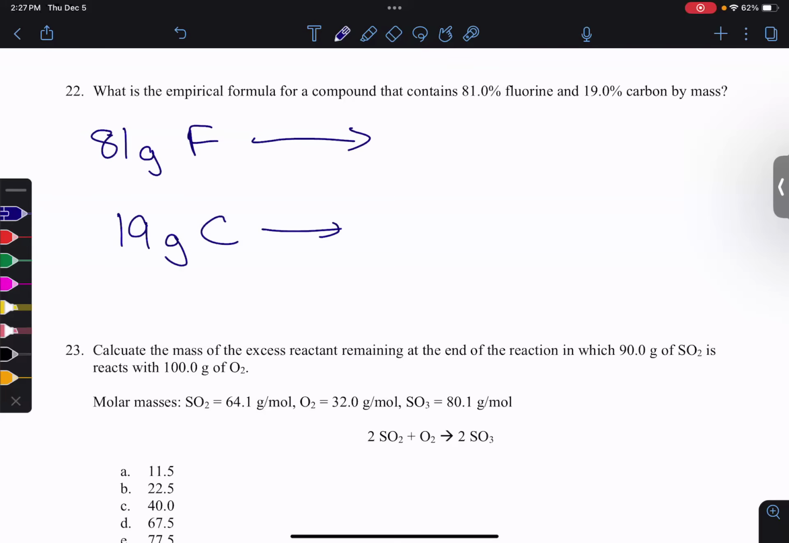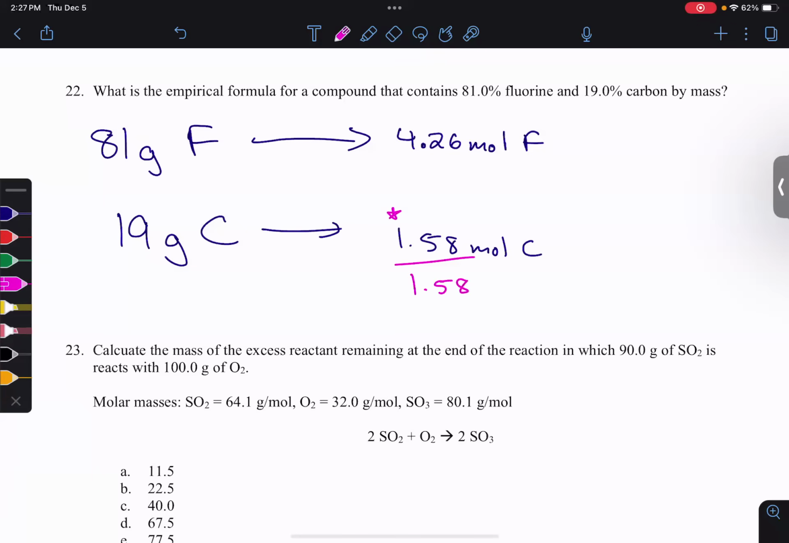I don't feel like writing it out. So use the respective molar masses. We see that this sample has 4.26 moles of fluorine, 1.58 moles of carbon. So is that my formula? Nope, what do we have to do? Divide by the smallest one. Why the smallest one? Because this ensures that at least one of the ratios is 1, which is an integer, and that's what we want.